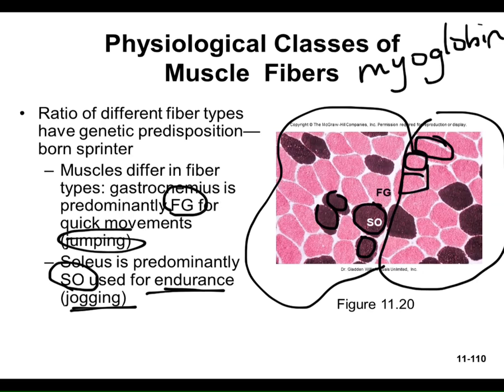So what do we have in the chicken? White and dark meat. Where is the white meat?